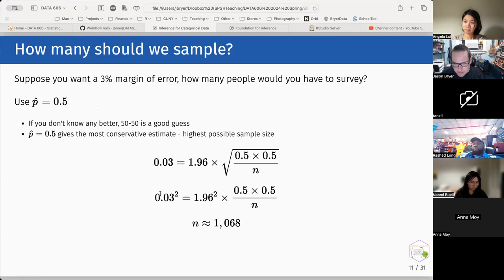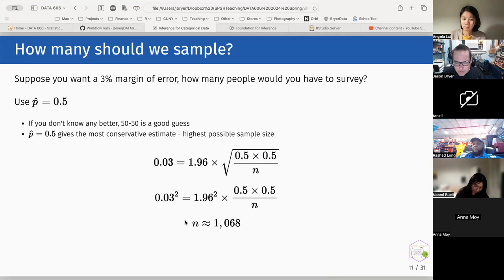Well, it just becomes an algebra problem. So we know we want our margin of error to be 0.03. Now, we're going to assume a proportion of 50-50. Why is that? Because 50-50, when we do that product of success and failure, is going to result in the largest numerator. If we use anything other than 50-50, the numerator is going to be smaller. So this is the most conservative estimate when we're in the middle.